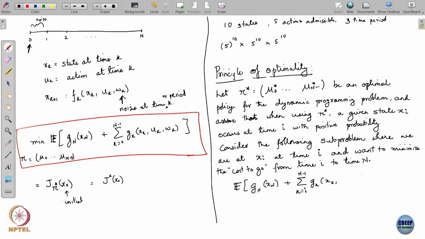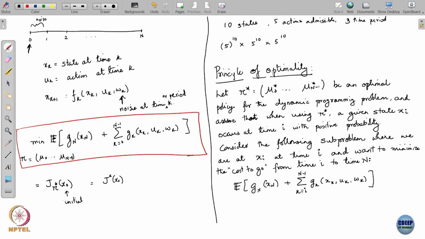Now, u k has to be evaluated as a function of x k as before. So, this now looks like any other dynamic programming problem except that it does not have time horizon n, but time horizon n minus I, and it starts from state xi.